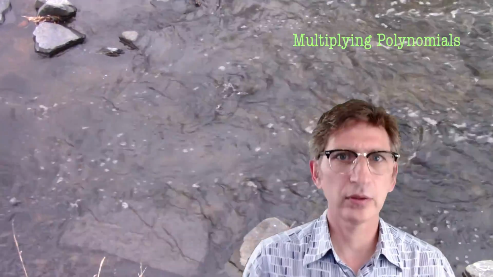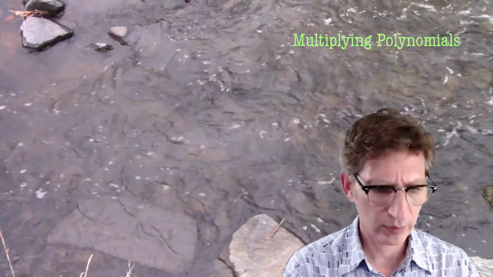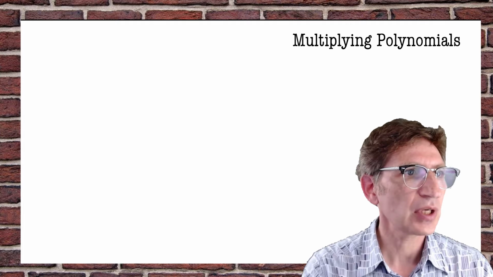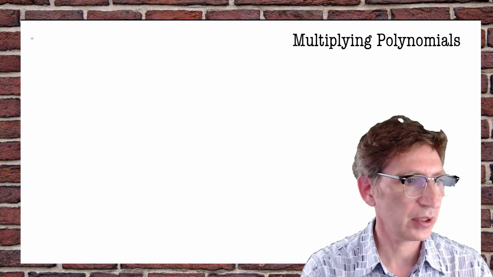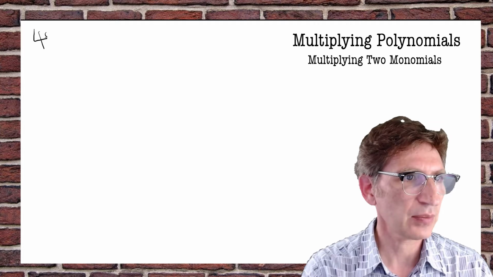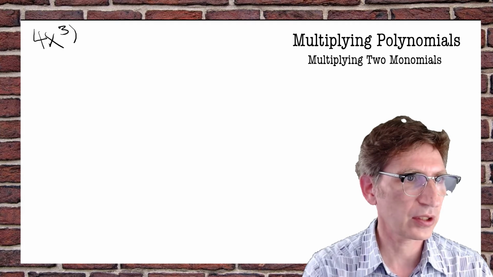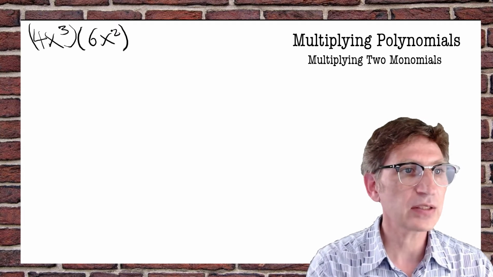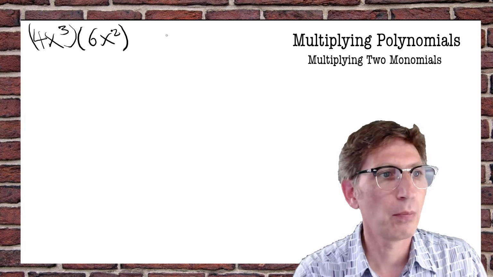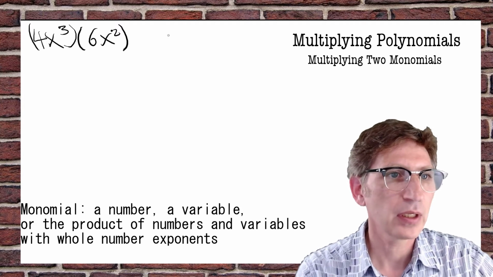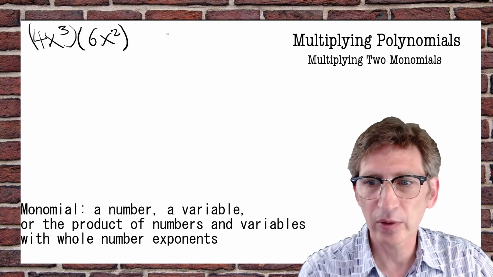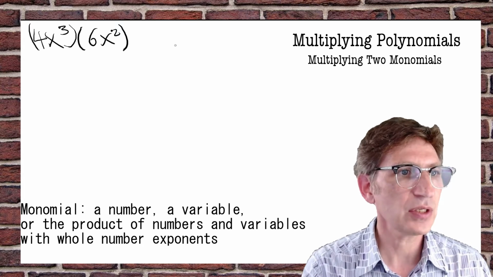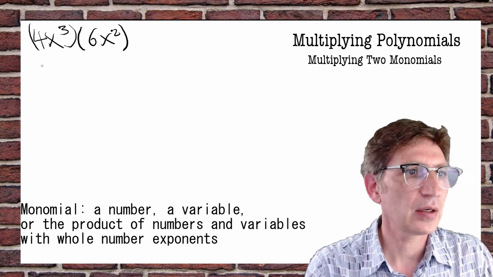Multiplying polynomials. There are a number of different situations multiplying polynomials. We're going to start with one that you may have seen sometime earlier in your math career, which would be something like this, 4x to the third, and we're going to multiply that by 6x squared. So these are polynomials. In fact, they are monomials. A monomial is a number, a variable, or the product of numbers and variables where the variables have whole number exponents. So this is an extension of simplifying powers.